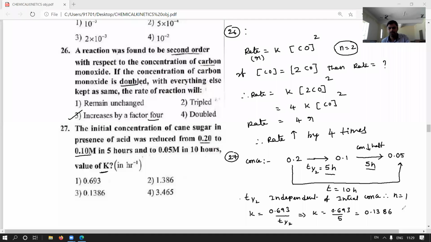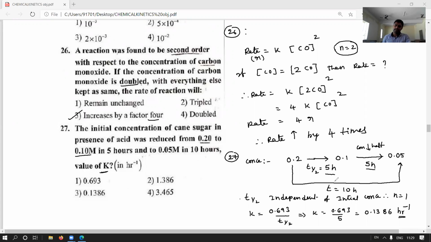0.1386, units are hour inverse. T half is given in hours, and the K values in the options are also in hours. That's why there is no need to convert into minutes or seconds.